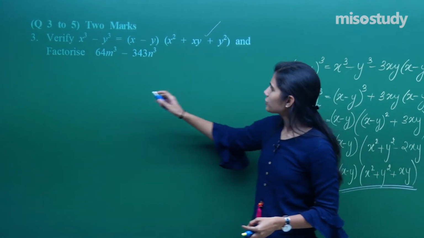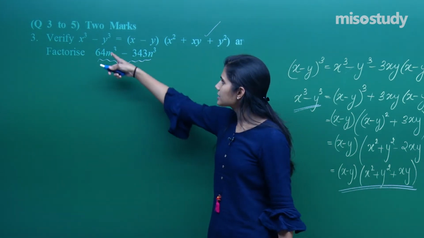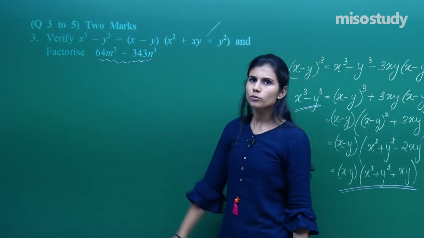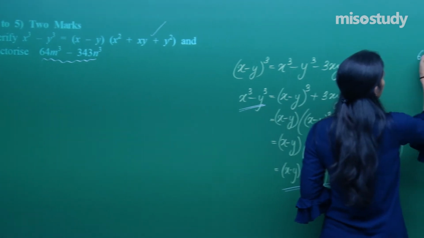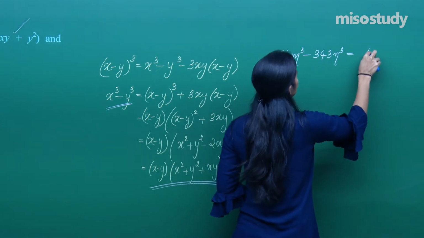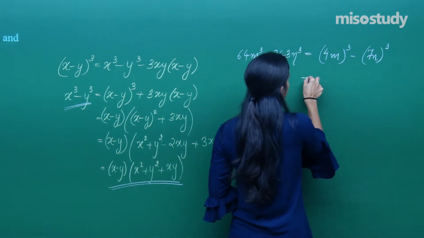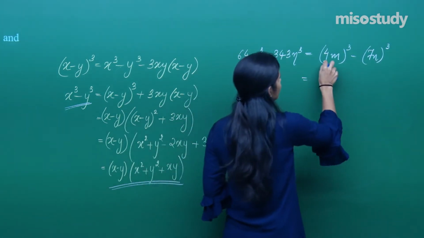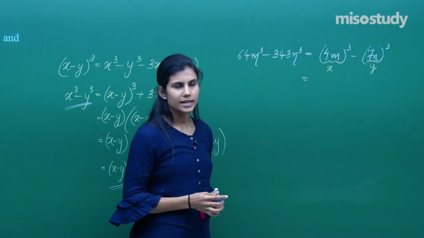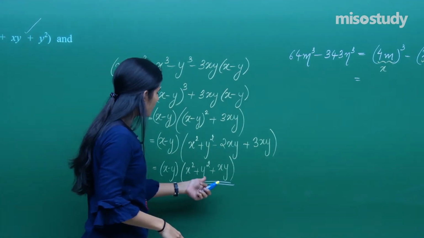Next it is saying to factorize this expression 64m cube minus 343n cube. Can you recognize 64 is the cube of which number? 4. 4 cube is 64 and 7 cube is 343. So 64m cube minus 343n cube can be written as (4m) whole cube minus (7n) whole cube. Now it is looking like x cube minus y cube for x equals 4m and y equals 7n. And we have already developed this very expression that x cube minus y cube is (x minus y)(x square plus y square plus xy).